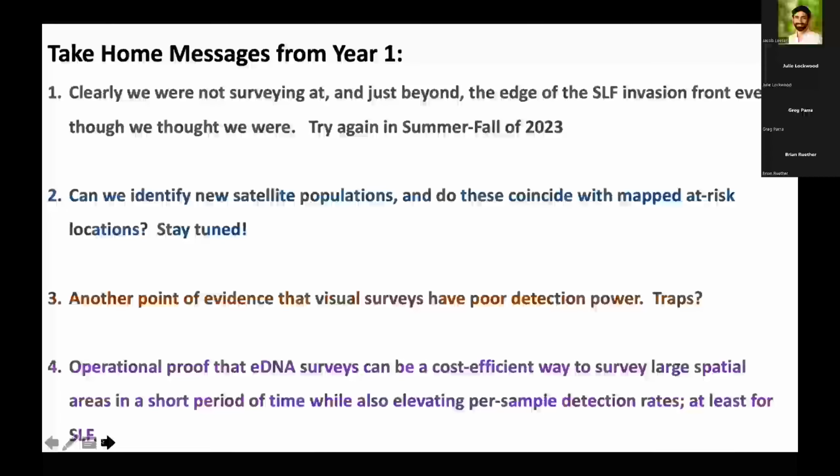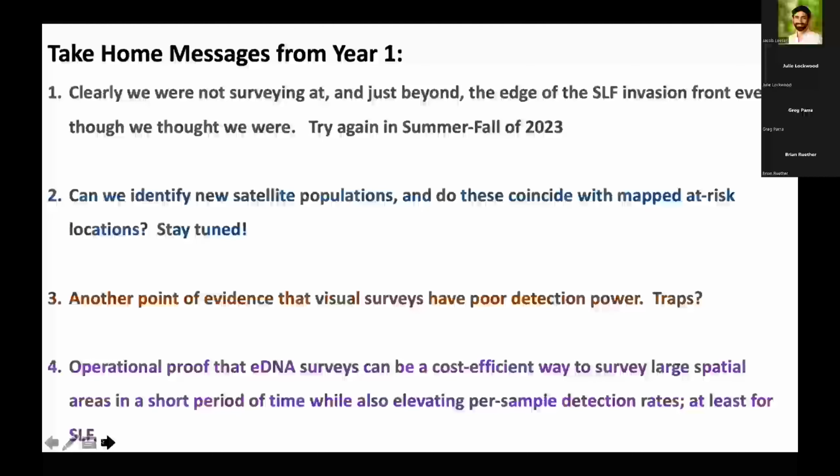So the take home messages from year 1: clearly, we wanted to be at the edge of where they thought the spotted lanternflies were, so we'd get some gradient, and there was really no gradient. So we weren't really surveying at the front of that gradient. We'll try again in the summer and fall of 2023 and work with our working group in New York State to try to identify where that is, and probably even go further than what we would think. So we'll move further out, probably further out west and a bit north.